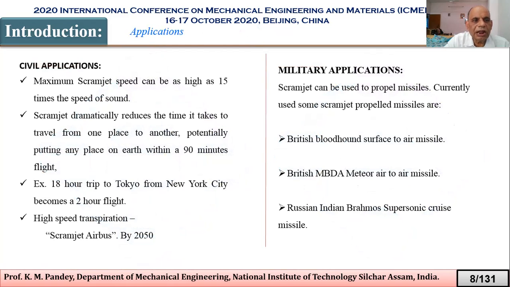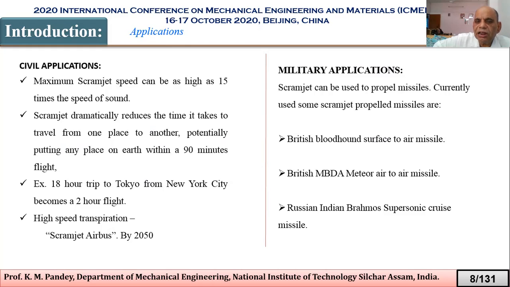Then there are civil applications, where maximum scramjet speed can be as high as 15 times the speed of sound. This drastically reduces the travel time. Like we can go from New York City to Tokyo in a 2-hour flight. High-speed transportation we can hope for by 2050 or before that also.